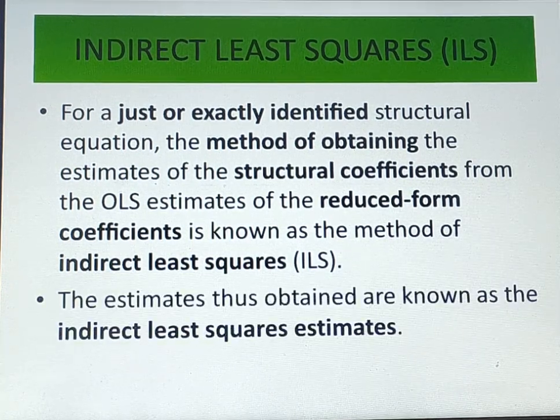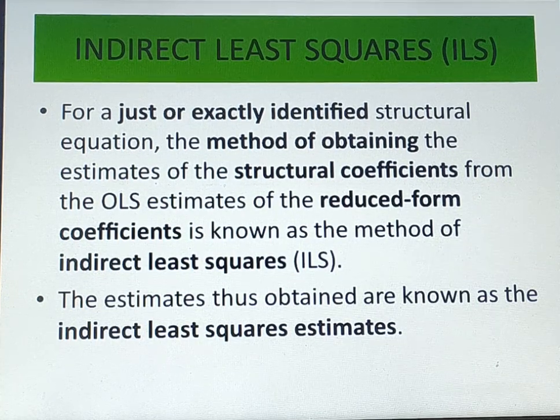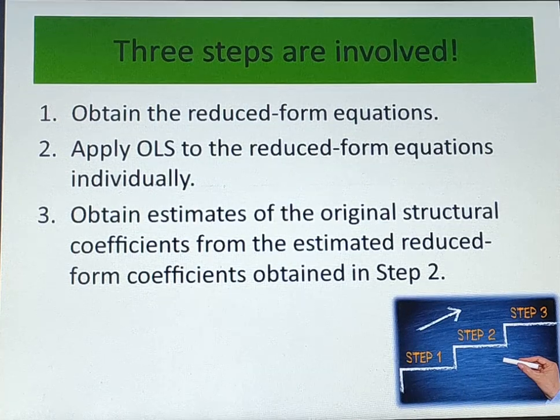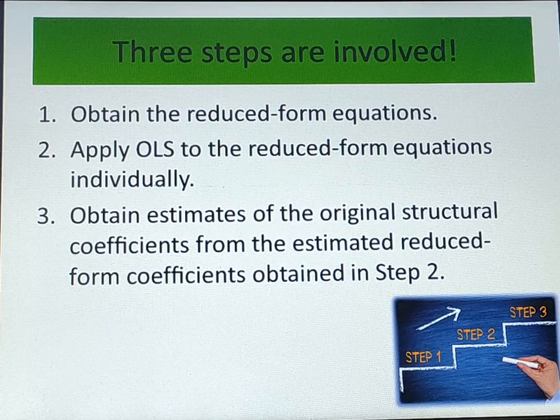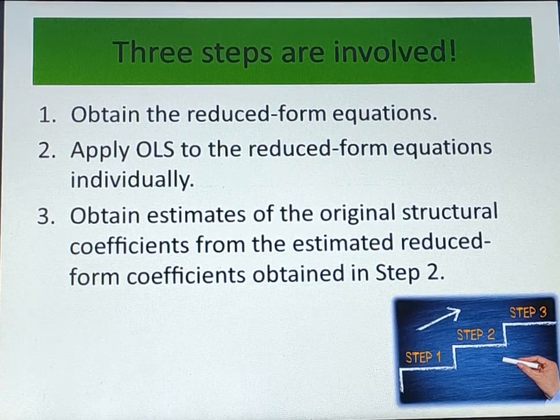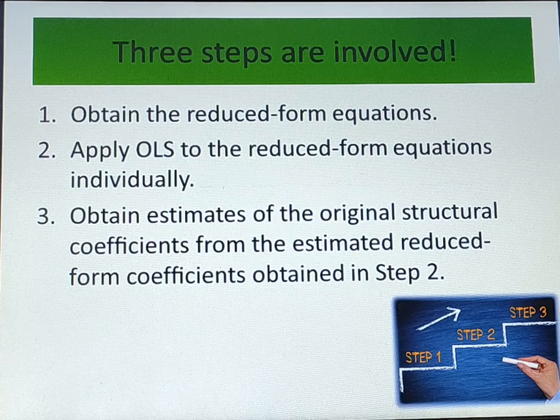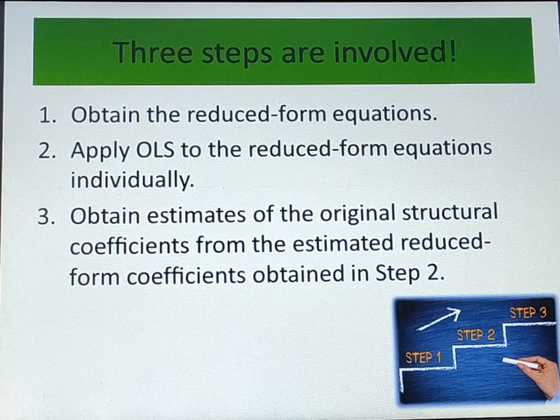The estimates that are obtained by using this method are known as indirect least squares estimates. So there are three basic steps involved in this method. The first is to obtain the reduced form equations. So that is, from the given structural equations, our first step is to obtain the reduced form equations. Secondly, we have to apply the method of OLS on these reduced form equations so that we can obtain the coefficients of reduced form. Then the third and last step is that we have to obtain the original structural coefficients from the estimated reduced form coefficients, which we have obtained in step number 2.